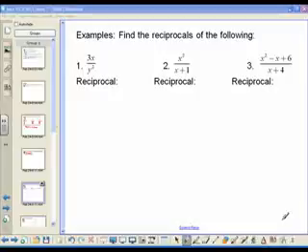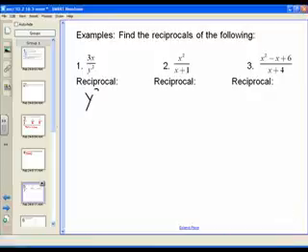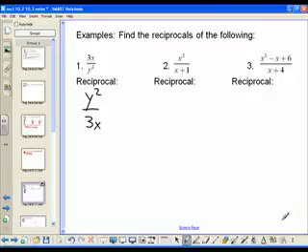So one person, what is the reciprocal of number 1? David. That's what we have there. Y squared over 3x. Okay, for number 2, someone. X plus 1 over x squared, or x to the second power, that's fine.